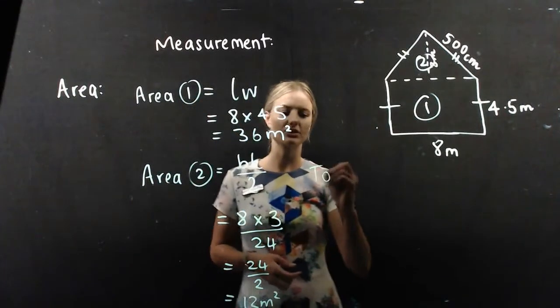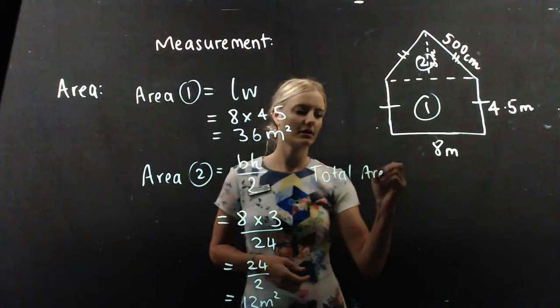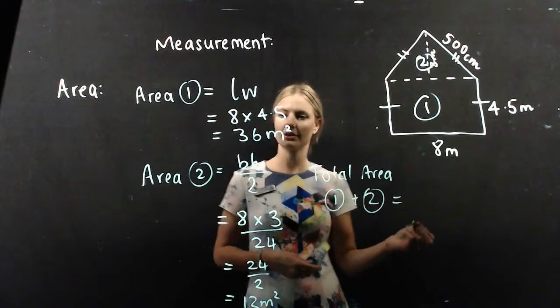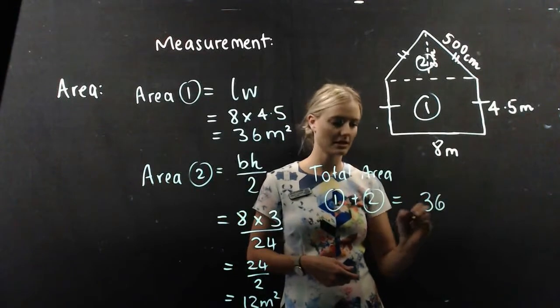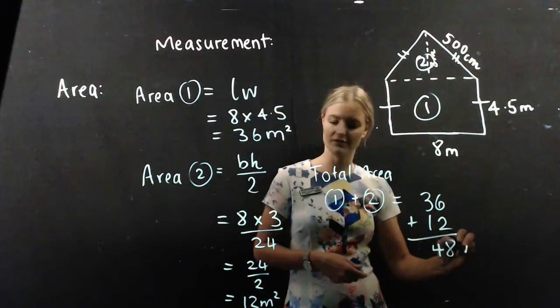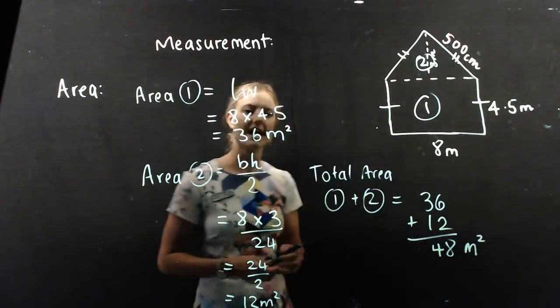And final calculation to work out the total area, that'll be the area of shape 1 plus the area of shape 2, 36 and 12. The total area of this composite shape is 48 meters squared.